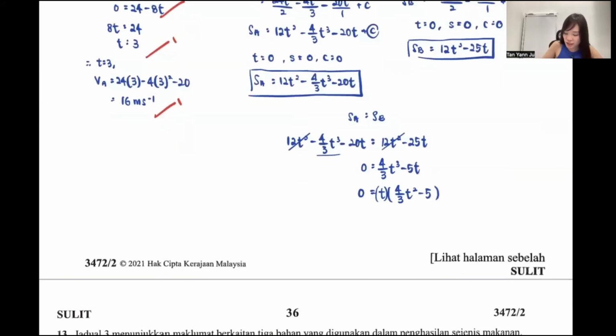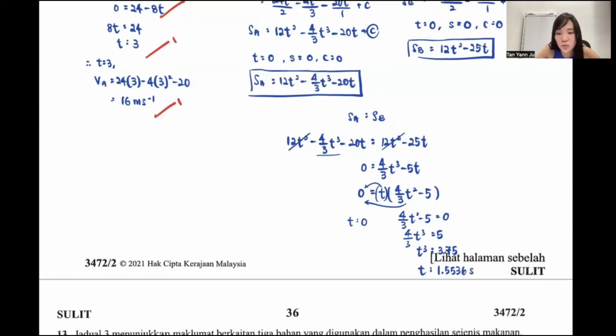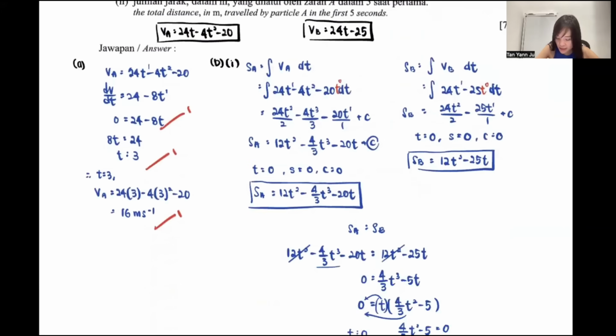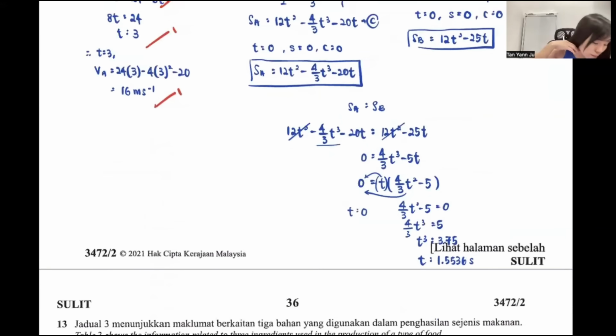So the working up to here is the first bracket will always equal to 0. The second bracket will also equal to 0. Your job is just to move around to find the answer. So minus 5, move it over plus 5. Okay, 5 divided by 4 over 3, this part I'm getting 3.75. So cube, move it over, cube root. I'm getting the time 1.5536 seconds. So what is the question asking? Find the time in seconds when they meet. That is the timing when both of them meet. Ta-da, done.